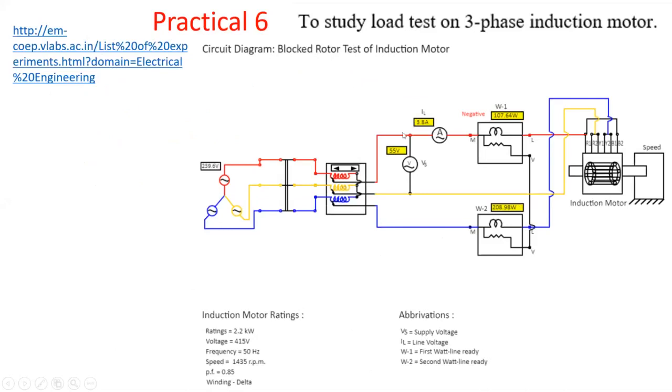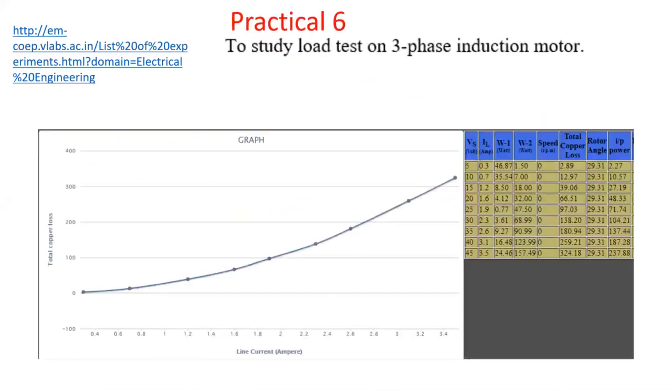You can go to that link and you can perform this experiment and you can plot the graph. Because in the IIT Guwahati site, there is no link for noting down the readings and plotting the graph. But on the COEP website, you can note down the readings of various voltages, and for those corresponding voltages, you can take the readings of current, wattmeter 1, wattmeter 2, speed also you can observe, and then total copper loss, rotor angle and input power, you will be able to calculate directly in that table. And from this, you can plot various graphs. So these graphs, you will be able to plot on this particular site.